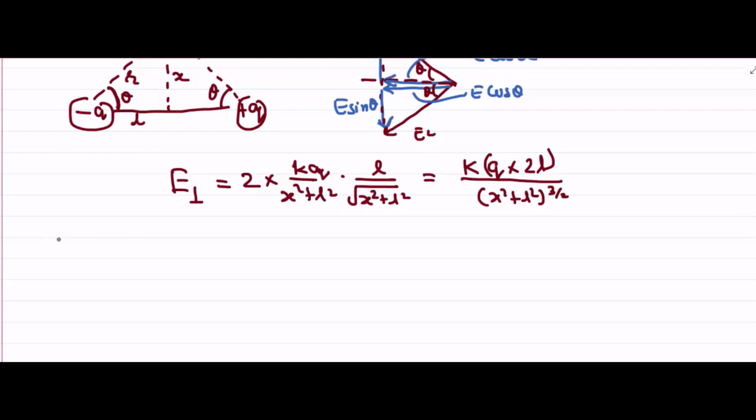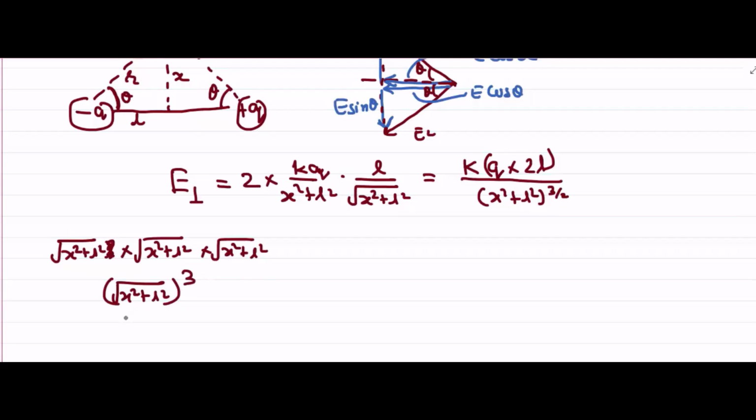x square plus L square is basically the square root of x square plus L square multiplied by the square root of x square plus L square, and we have one more x square plus L square, so we have 3 square roots of x square plus L square. So I can write this as the square root of x square plus L square whole raised to the power 3, and the square root of x square plus L square is also written as x square plus L square raised to the power half. So this is half, and on that we have 3, so we get x square plus L square to the power 3 upon 2, and this can be written as k.